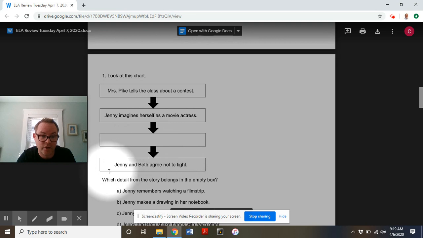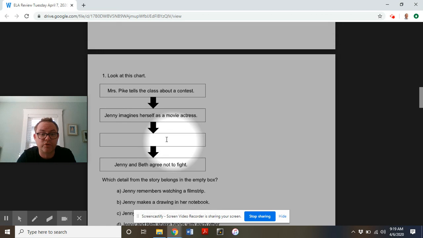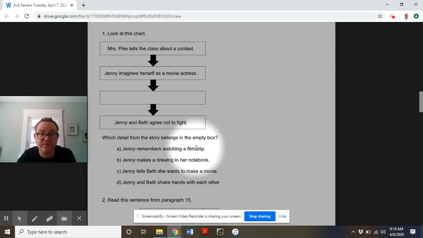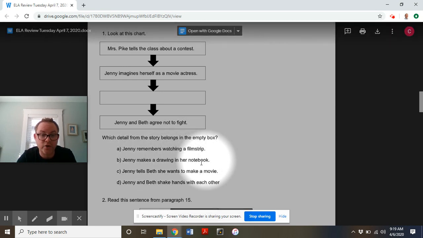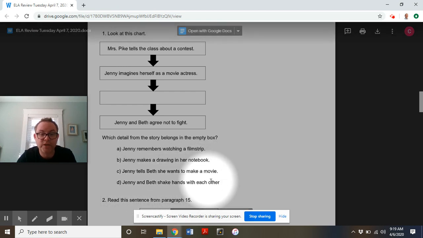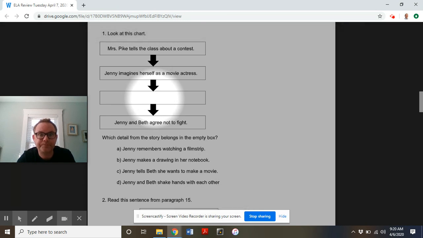What goes in here? Which detail from the story belongs in this empty box? It has to be an event that took place between Jenny imagining herself as a movie actress and Jenny and Beth agreeing not to fight. So which is it? Is it A, Jenny remembers watching a film strip? B, Jenny makes a drawing in her notebook? C, Jenny tells Beth she wants to make a movie? Or D, Jenny and Beth shake hands with each other? Which event goes in there? What do you think? Yeah, it's C. Absolutely right.